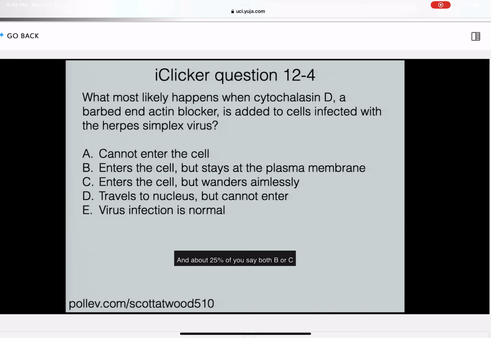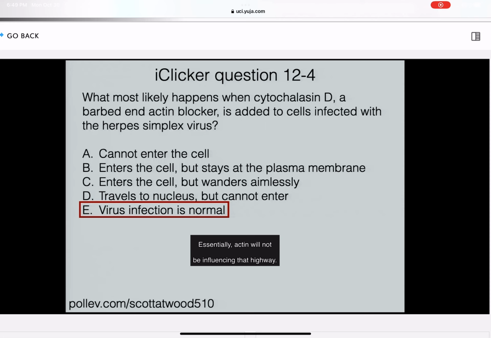All right, what you see is about 30% of you said E, which is viral infection is normal, and about 25% of you say both B or C, enters the cell but stays in the plasma membrane, or enters the cell but wanders aimlessly. And so what is the correct answer? E. E, viral infection is normal.